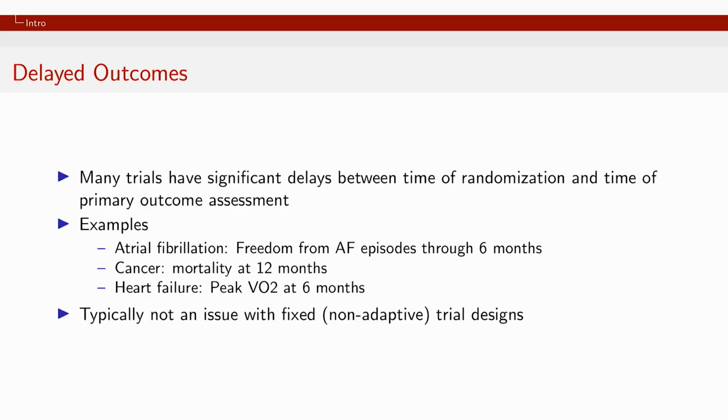Many trials have significant delays in the time between randomization and the time of the primary outcome assessment. For example, we may have a clinical trial in atrial fibrillation where the primary endpoint is freedom from atrial fibrillation episodes through 6 months. In cancer, we may have mortality at 12 months, or in heart failure, we may have the peak oxygen saturation at 6 months.